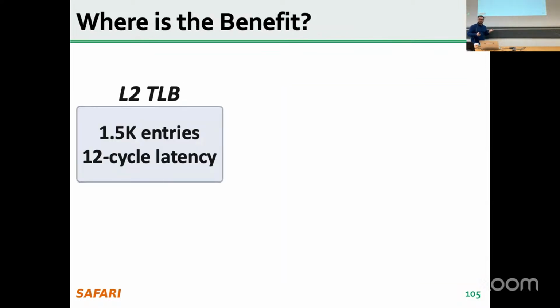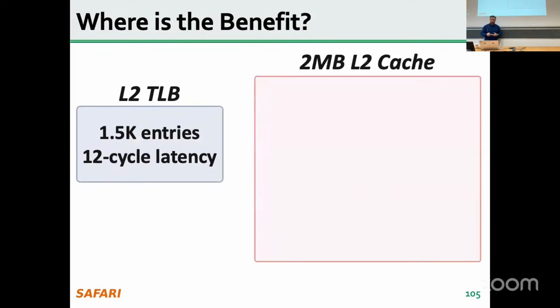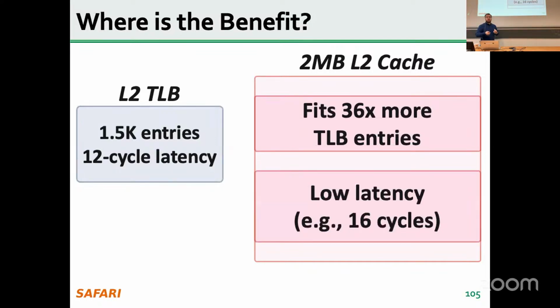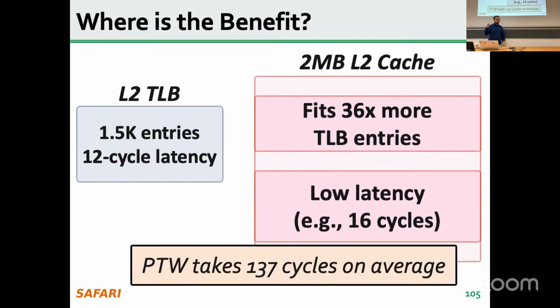Where is the benefit from that? The L2 TLB has a 12 cycle latency with 1.5K entries, while the 2 megabyte L2 cache fits 30x more TLB entries. One of the reasons is that it has a much larger capacity, and it has an okay latency compared to the L2 TLB, which is 16 cycles. And to remind you, the page table walk takes 137 cycles on average. If we simply access the L2 cache and find our translation there, then we would have almost a 10x decrease in the translation latency in the ideal scenario.